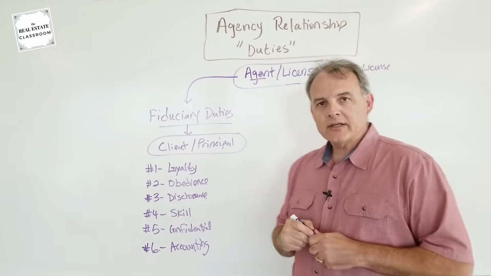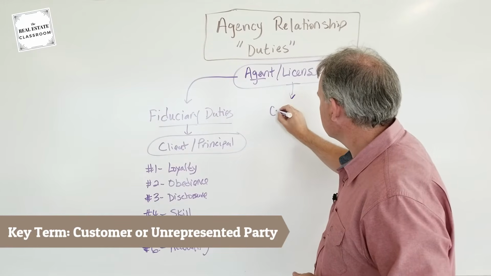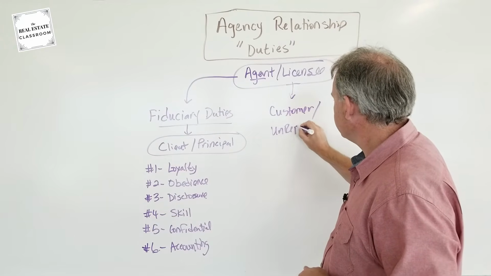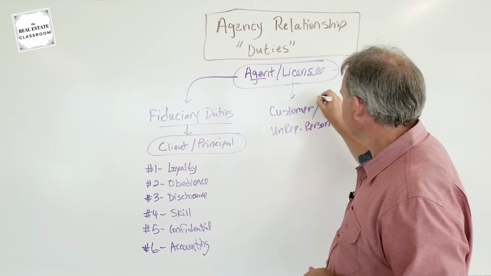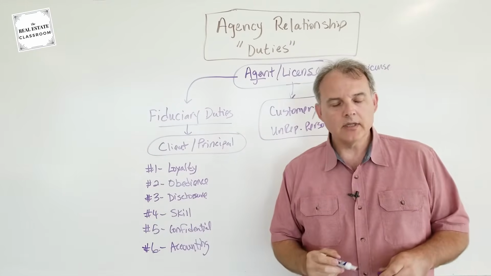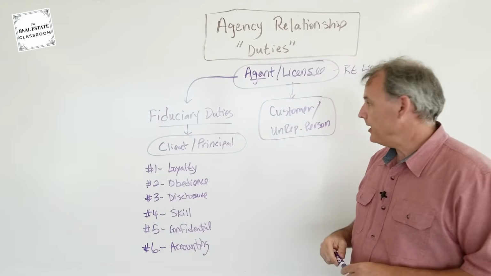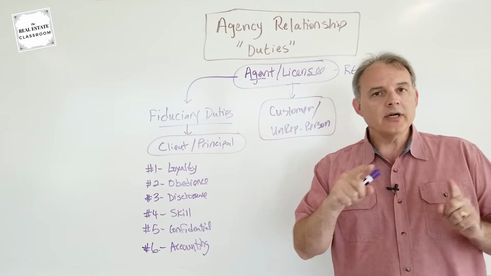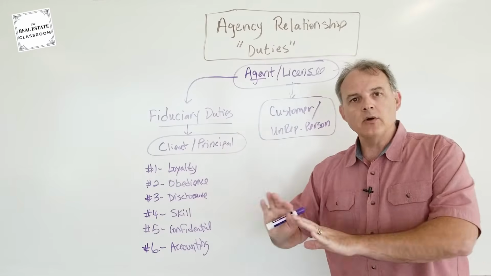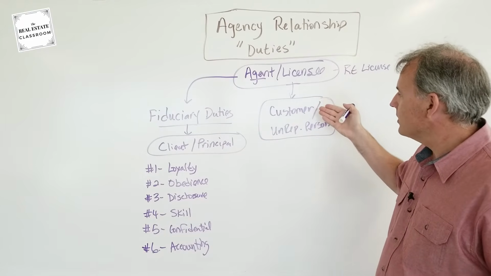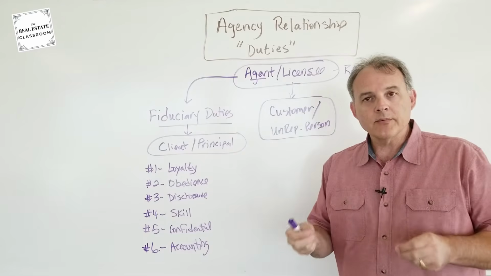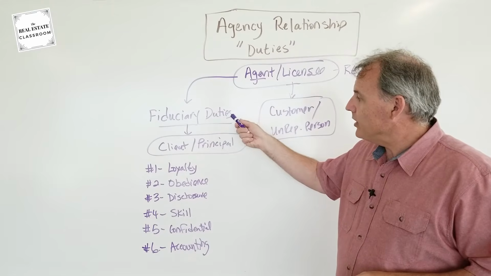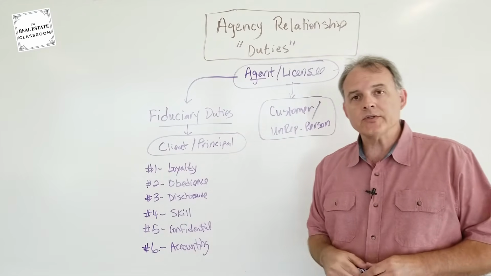All right, the next party I want to talk about is what we call a customer, or sometimes called an unrepresented person. In fact, I've even seen some of the licensing exams call them a third party. Again, this can be like the client or principal. This can be a buyer, a seller, an owner, a tenant, a vendor. It doesn't matter. It just means that I, the licensee or agent, I'm working with a customer. That means they are not represented, meaning I don't owe them the fiduciary duties that I owe a client, but I still owe them certain duties.